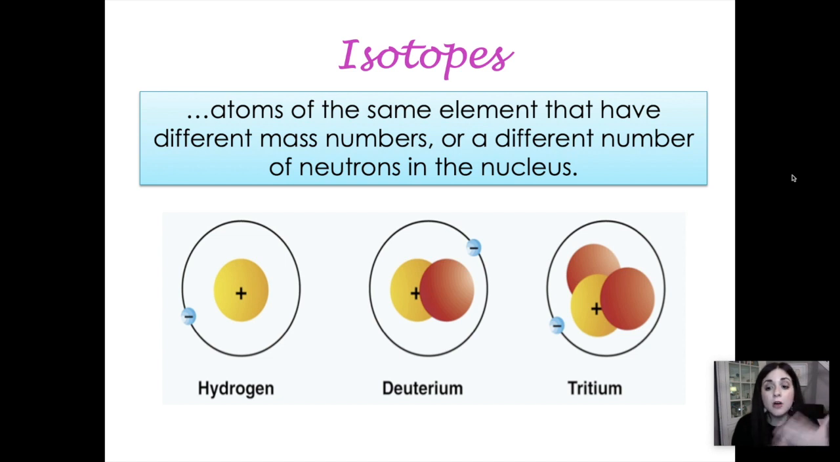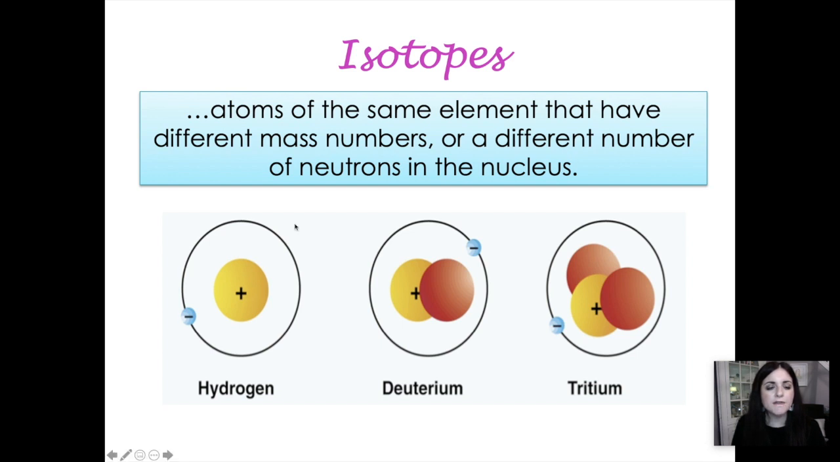For example, if I look at every single one of these three examples, they all have one proton in the nucleus. Based on a periodic table, hopefully you could identify that that corresponds to hydrogen, and you can also see that right over here. So all of these are atoms of hydrogen, but they all have a different number of neutrons.